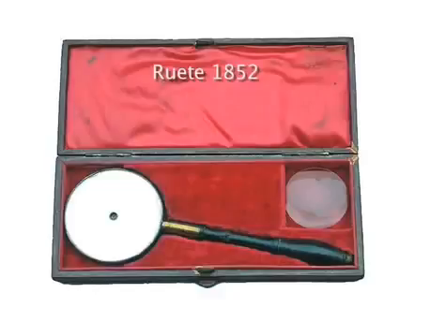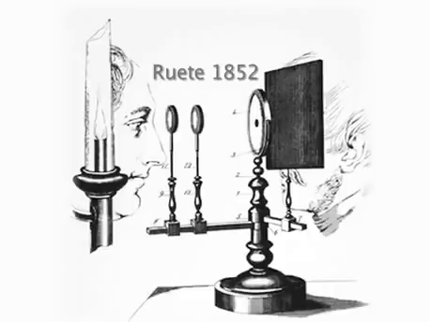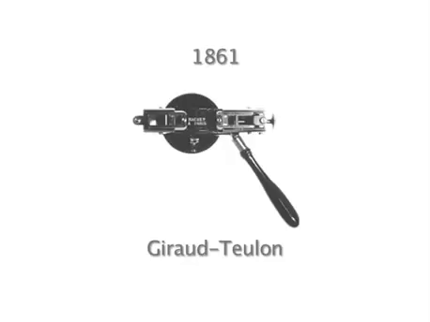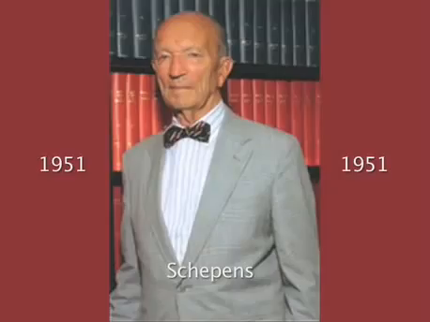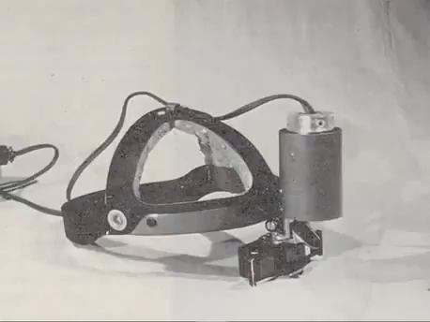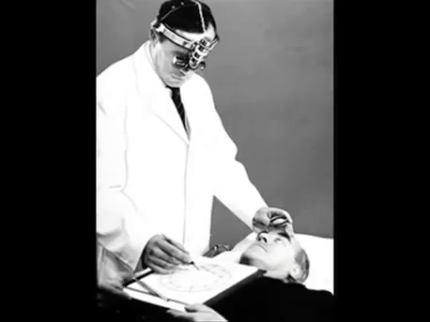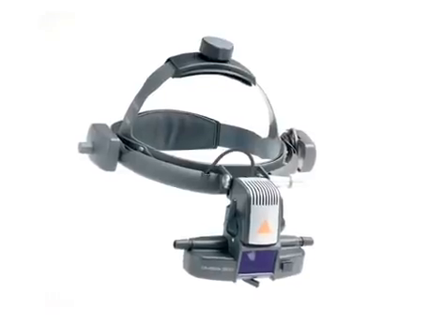Reuter invented the original indirect ophthalmoscope in 1852. This was a monocular instrument with an independent light source. The first binocular instrument was invented just 9 years later by Giraud-Toulon. However, the world had to wait for another 90 years when in 1951 Schepens developed a clinically effective head-mounted binocular indirect. This combined the illumination and observation systems within a single device, and this fundamental design remains the basis of the modern instrument.